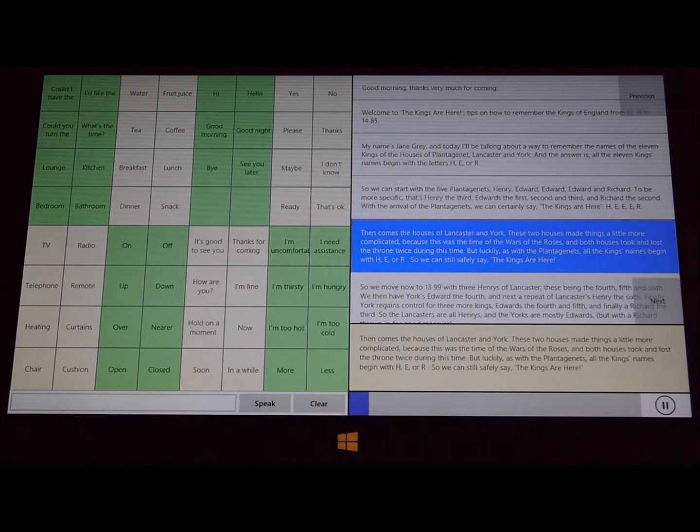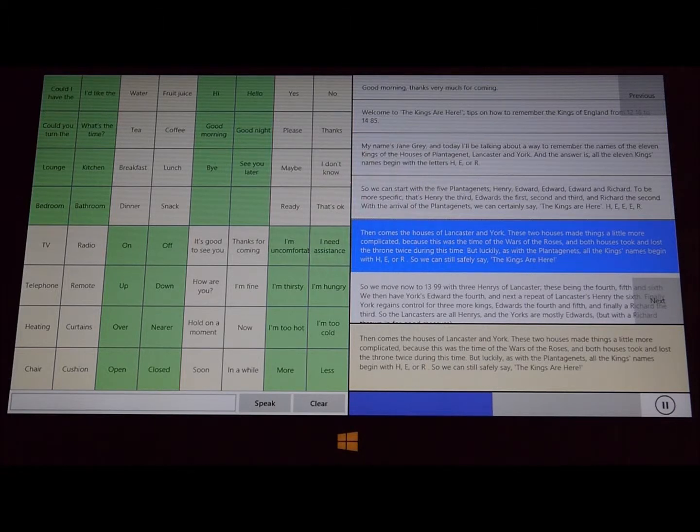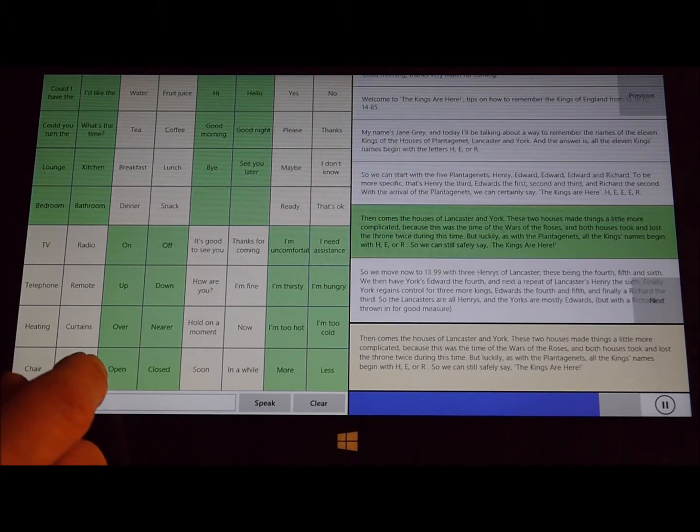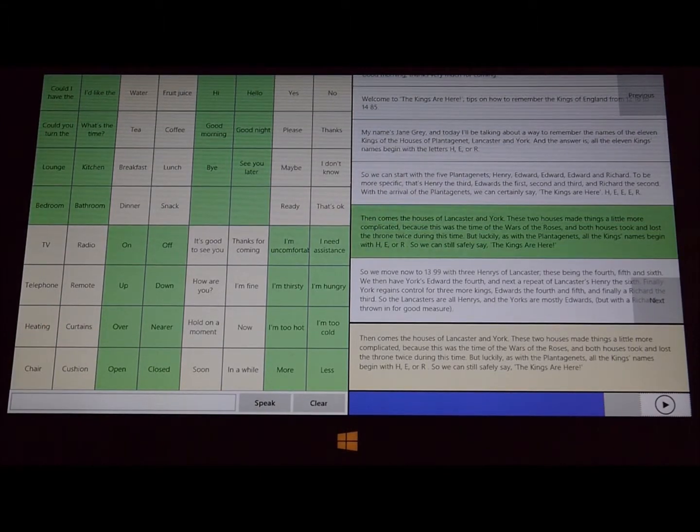Then comes the houses of Lancaster and York. These two houses made things a little more complicated, because this was the time of the Wars of the Roses, and both houses took and lost the throne twice during this time. But luckily, as with the Plantagenets, all the kings' names begin with H, E, or R. So we can still safely say, the kings are here.